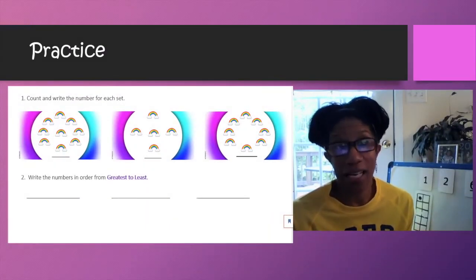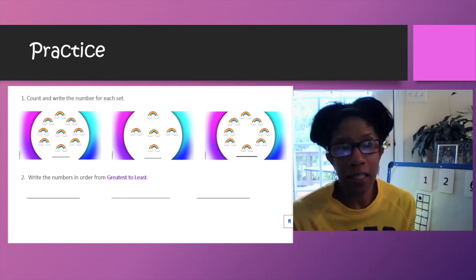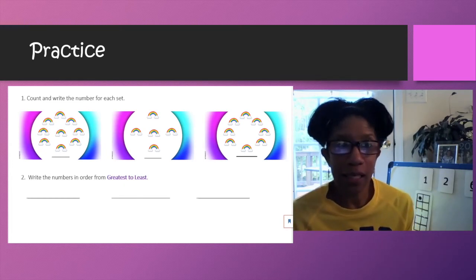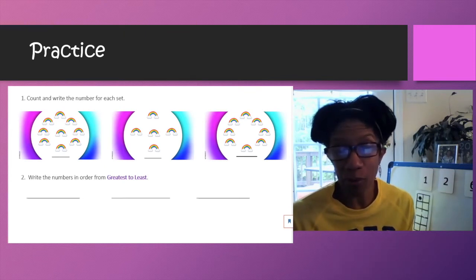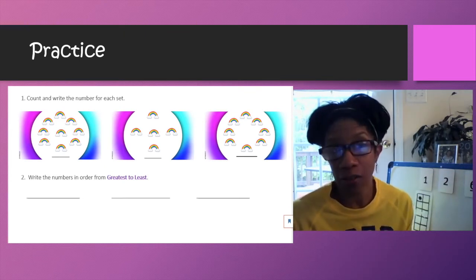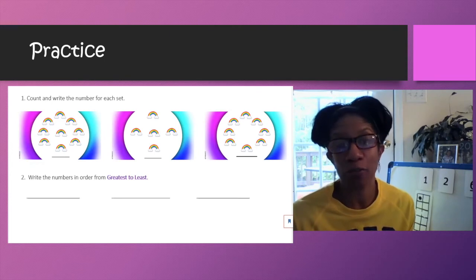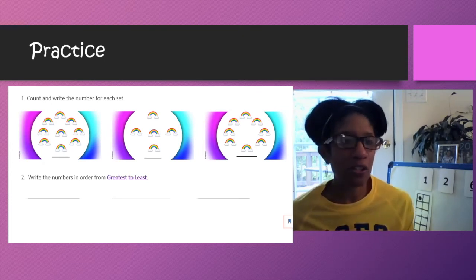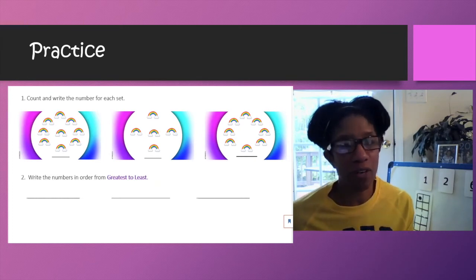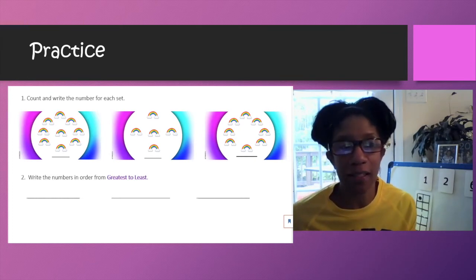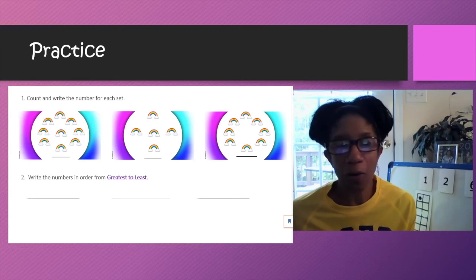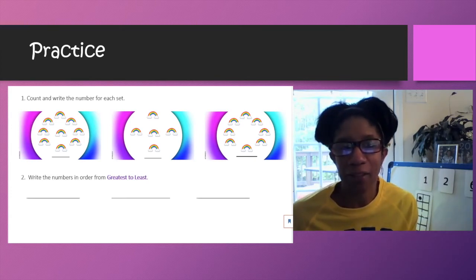So let's look at our practice set. Our practice set is a sample of what you can do at home when you pull up the practice set. This is the first problem in it, so we're going to do it together. Now you can print off your practice set at home and do it, or if you're not able to print it off, that's okay because you can just write the numbers in order after you've counted them on the computer screen. So let's start with the first one. The first one has pictures of rainbows in it, and the directions say we're going to count and write the number for each set. So help me count how many rainbows we have in this first picture.